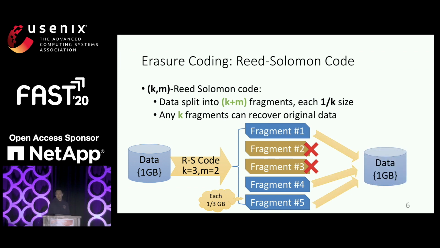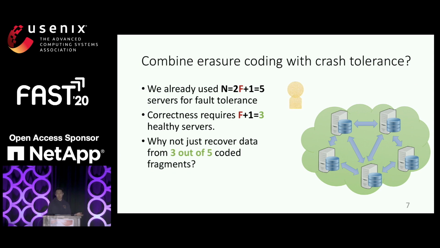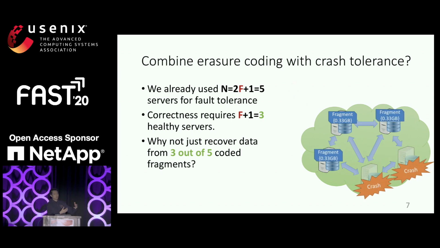Given this tool, we wonder, can we use it to combine erasure coding with fault tolerance and get a new consensus protocol? We noticed that we already used 5 servers here, and to tolerate 2 crashes. And no matter what happened, maybe we'll have 3 servers as healthy. Can we just send 5 fragments, and then maybe 2 crashed? And we just use the remaining 3 to recover the original data. Well, the idea sounds simple, but because of the consistency requirements, we need to do more than this.